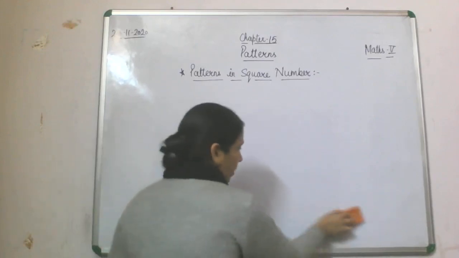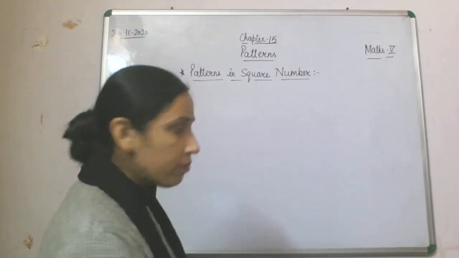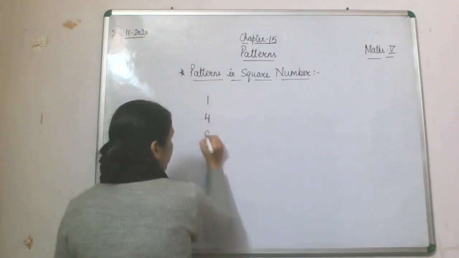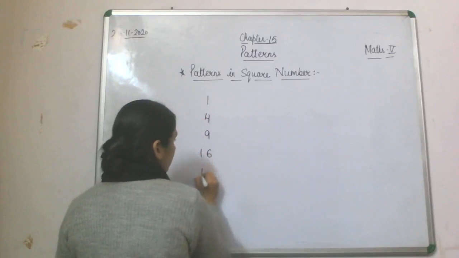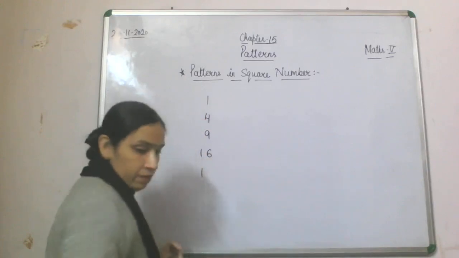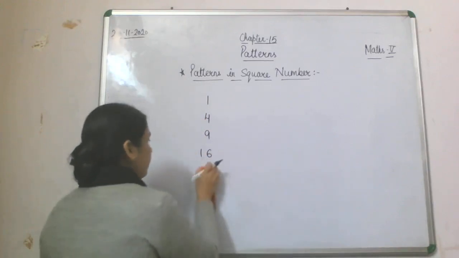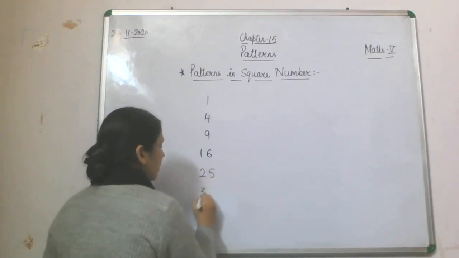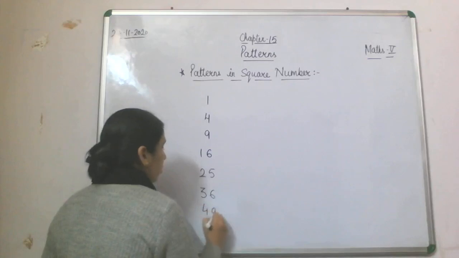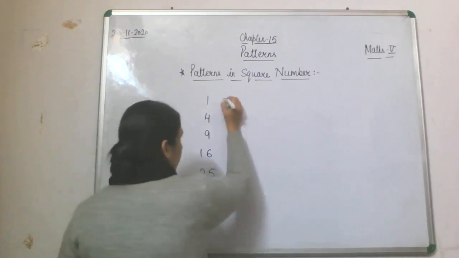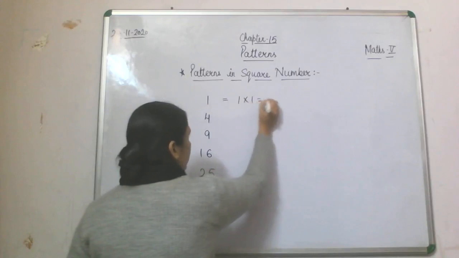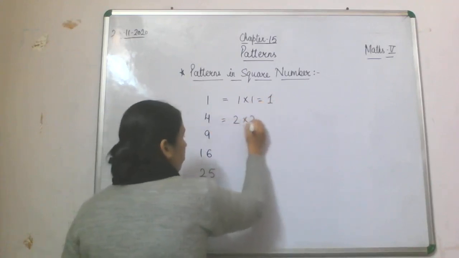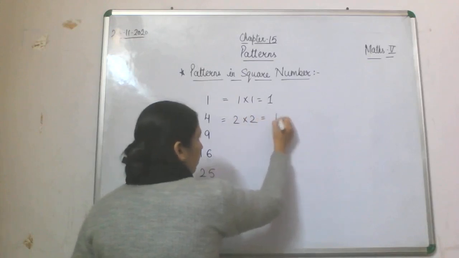See, these are the square numbers. I'll write the square numbers first: 1, 4, 9, 16, then 25, then 36, then 49 and so on. So here, 1 into 1, we will be getting 1. Now this 4 is 2 into 2, or it can be formed like that, 1 plus 3.